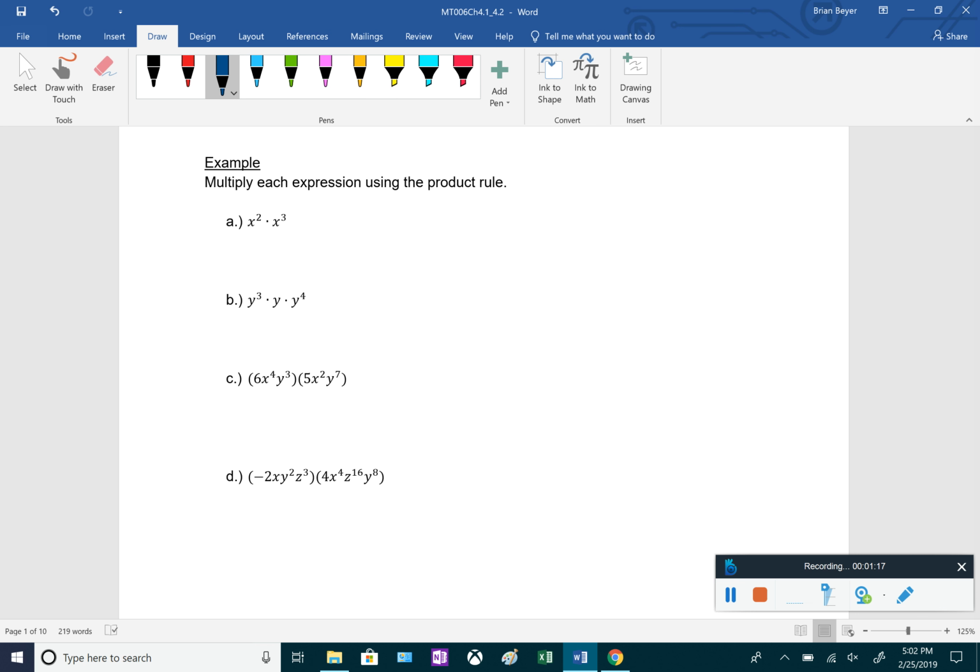Multiply each expression using this product rule. First one, x squared times x cubed. They're the same base x, so we're going to combine them by adding: x to the 2 plus 3, which is x to the 5th. Then the next one we have y cubed times y to the 4th. They're all base y, so we're going to add all of these exponents. So it's going to be 3, there is a 1 exponent if it's not written, 3 plus 1 plus 4, which is going to give us y to the 8th.